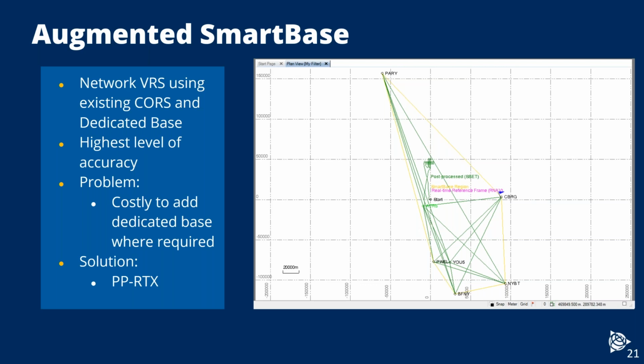Okay, so at this point, we have run the flight 3 times using single base, smart base, and single base plus smart base. Now we'll have a look at how those positions compare with PP-RTX.